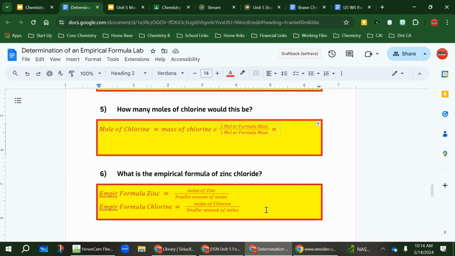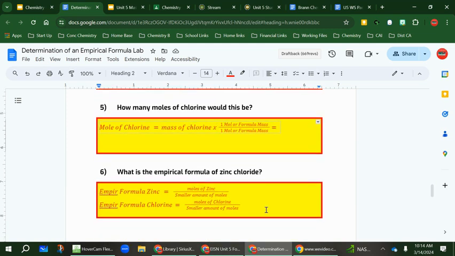And the empirical formula is found by taking the moles of zinc and the moles of chlorine and dividing them by whichever one is the smaller amount. Please remember, this should be a whole number ratio. And actually, what do we know the ratio should be? 1 to 2. So we'll see if you get the right ratio.